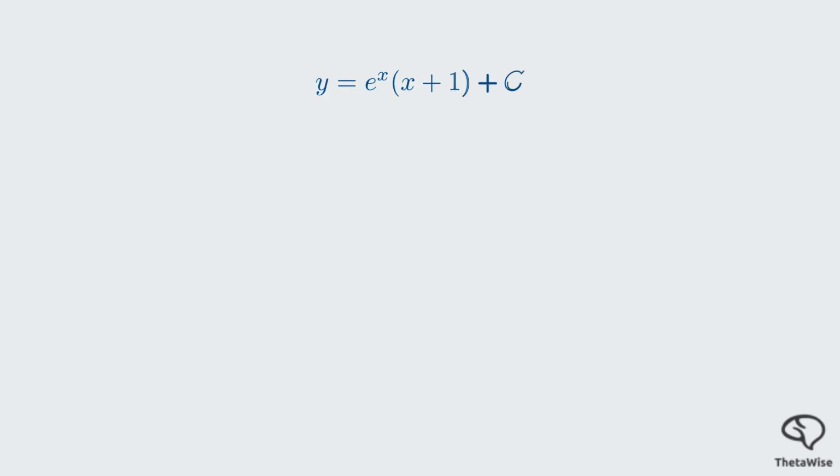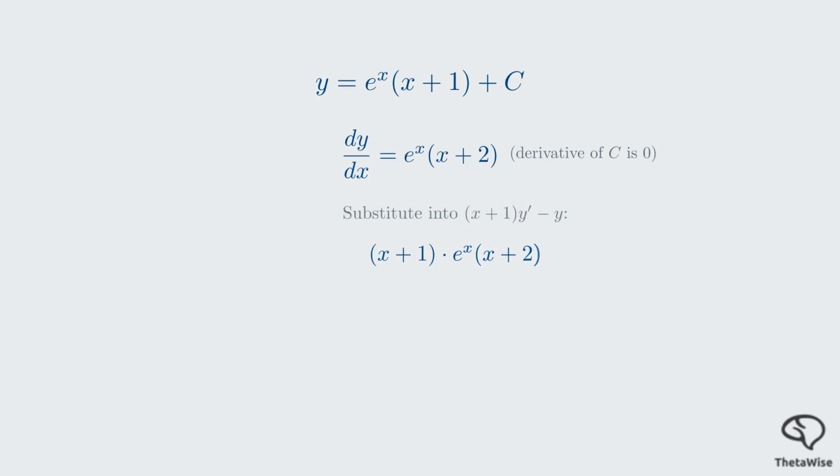A reliable solution should be checked, not merely boxed. Start with y equals e to the x times x plus 1 plus c. Differentiate using the product rule. The derivative of e to the x times x plus 1 is e to the x times x plus 1 plus e to the x, so dy by dx equals e to the x times x plus 2. The derivative of c is 0. Substitute into the original equation.